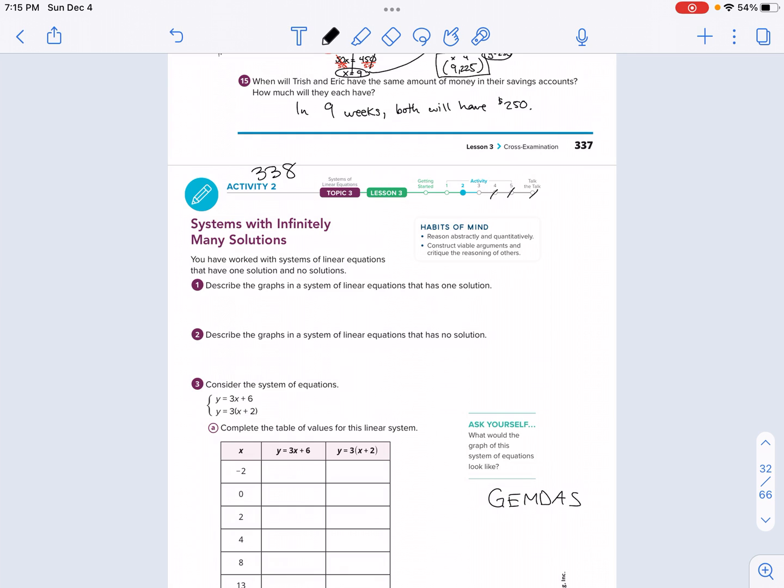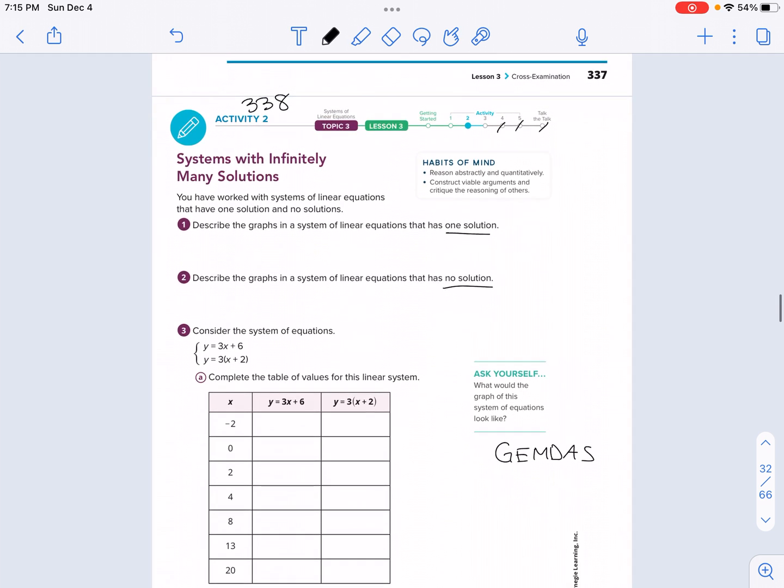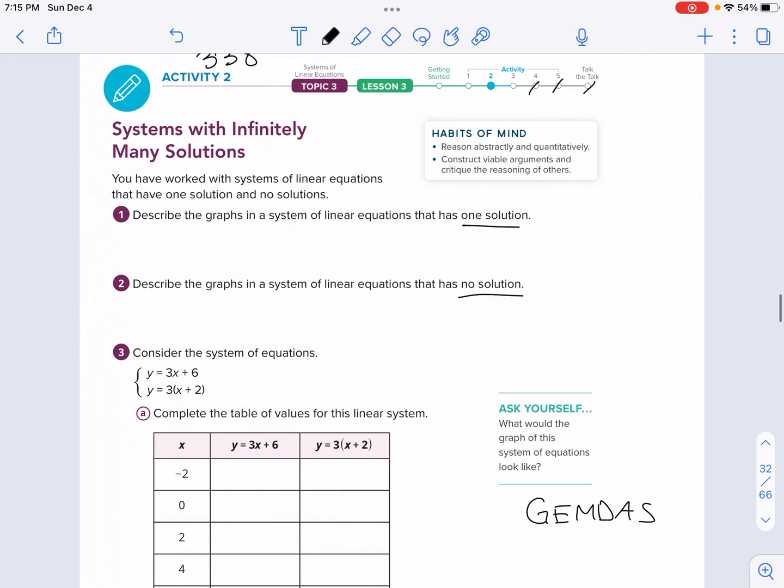But so far we've talked about other types of solutions, that being one solution and no solution. So let's go and describe it before we get into this problem here. Number one, describe the graphs in a system of linear equations that has one solution. The graphs, that's where we have two lines, and that's where they intersect. For one solution, they intersect once. Okay, so just a quick diagram. We'll have some arrowheads. This would be the solution, that point where they intersect.